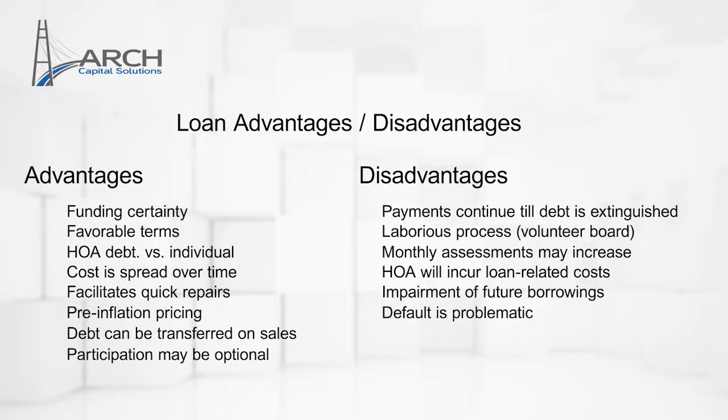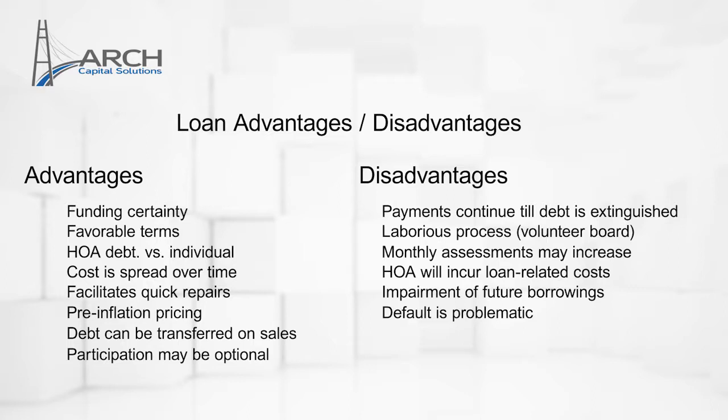Impairment of future borrowings. Typically, when an HOA has debt on their books, it's very difficult to take on additional debt until the initial debt is extinguished. So if an HOA has a loan on their books from 2 or 3 or 4 years ago and they need to borrow again today, what we see most often is the new loan will consolidate the old loan into one brand new loan that is an aggregate of both amounts.